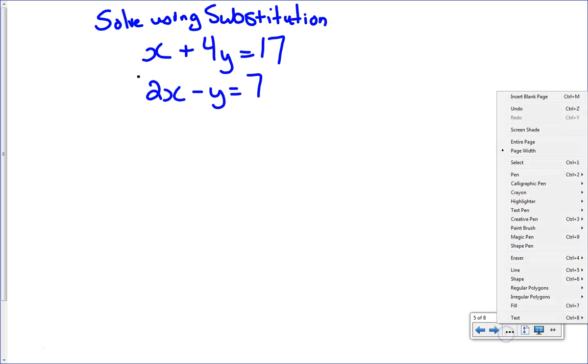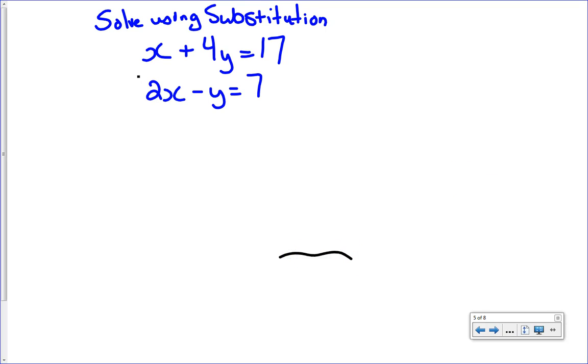I almost fell. I have to stand on chairs in order to reach the top of the board.